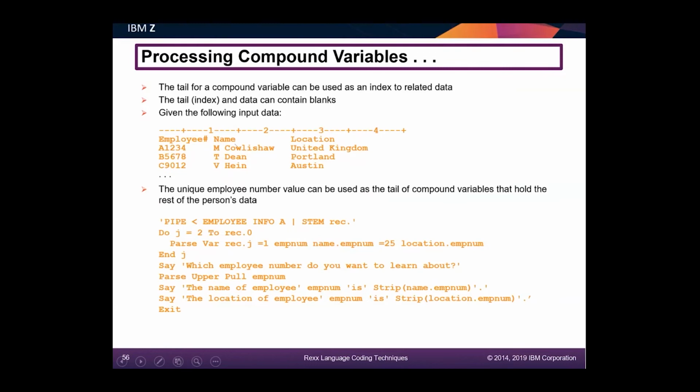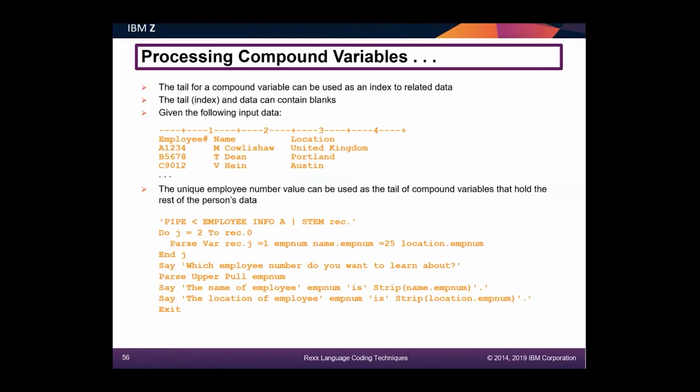So remember from our parsing discussions, I didn't want to use blank-delimited parsing because there may be blanks in the name, right? So I'm using column-delimited parsing in order to pick up all the blanks in the name. And then once I get to column 25, I start putting the information into location.employee number. So location.A1234 is going to equal United Kingdom. Okay, so now I've used my first column in the file as my tail for other stem variables.